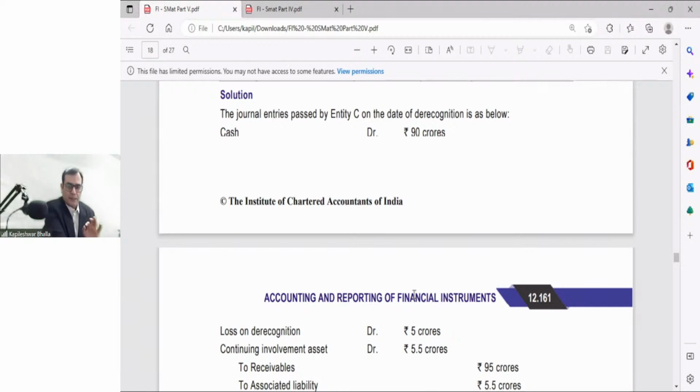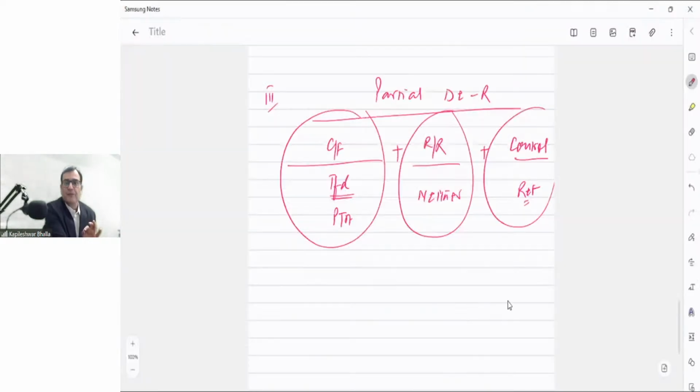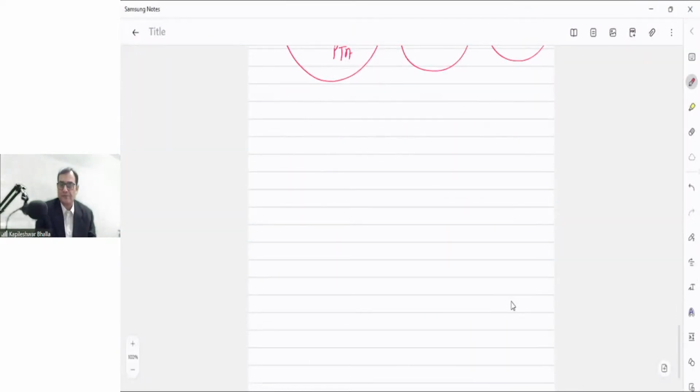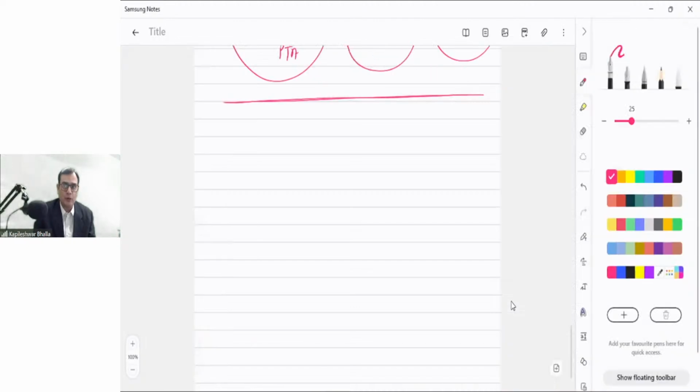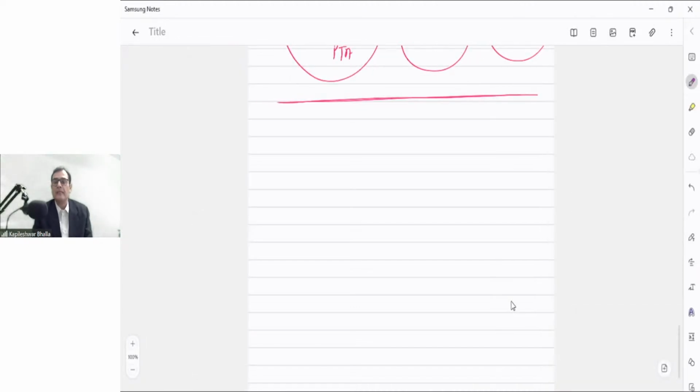Now, let me come to the inputs in this particular case. Have a look at this very carefully. I would advise that it is easier if you split this entry into 3 components, and do the accounting for a partial derecognition in 3 parts. When it is a case of a partial derecognition, at the first instance, you can derecognize the full asset, but we need to recognize another asset.